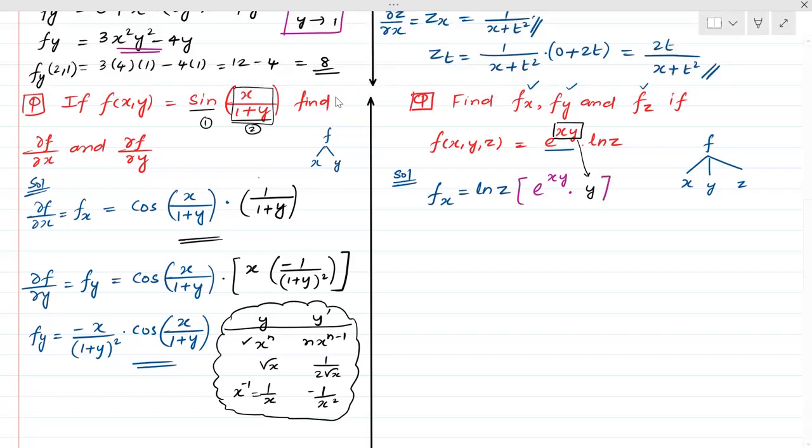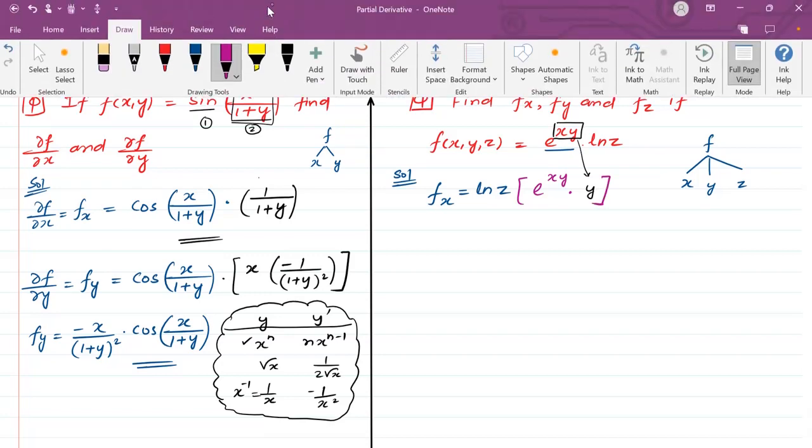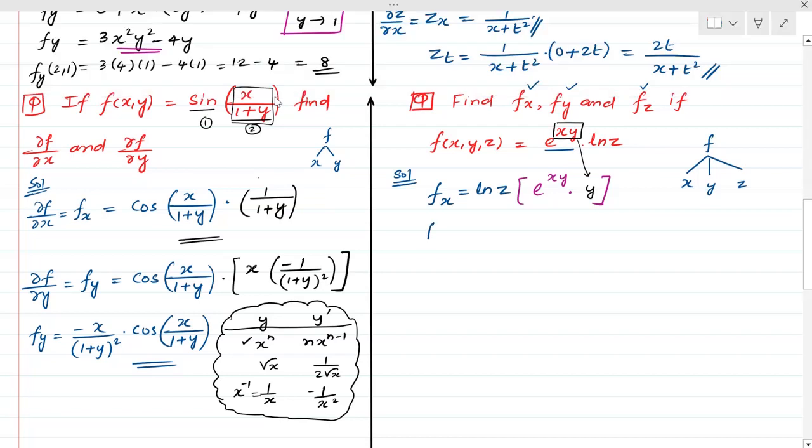This is a chain rule. Now this is the value for fx. So fx is given by y e power xy into ln z. It is equal to y e power xy ln z. This is the value. Now similarly we will calculate fy.